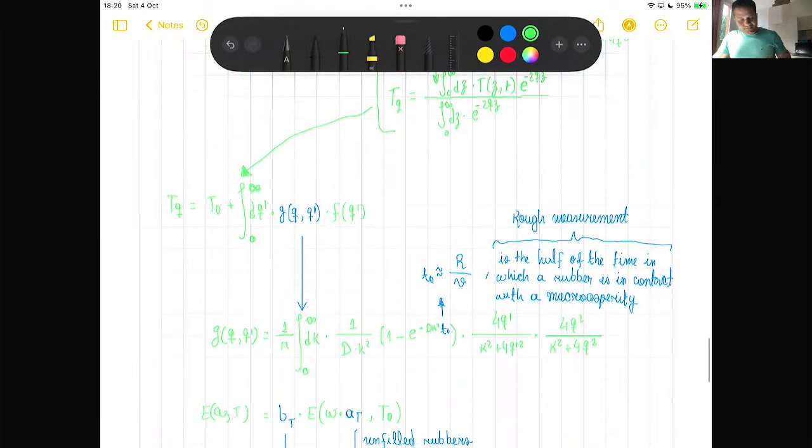from this equation here. Let's pick this equation.